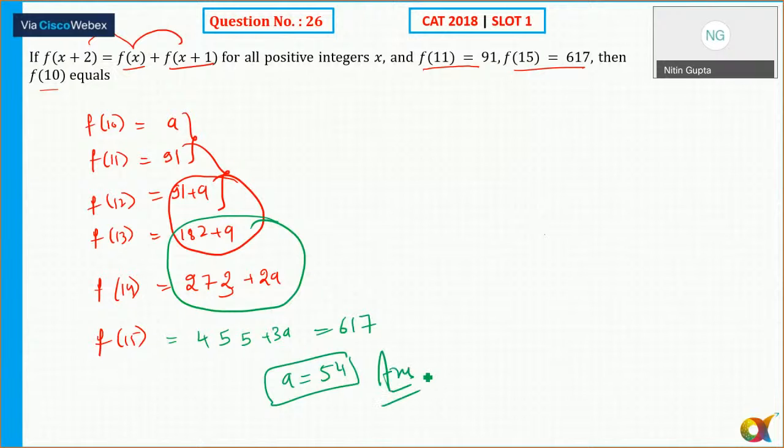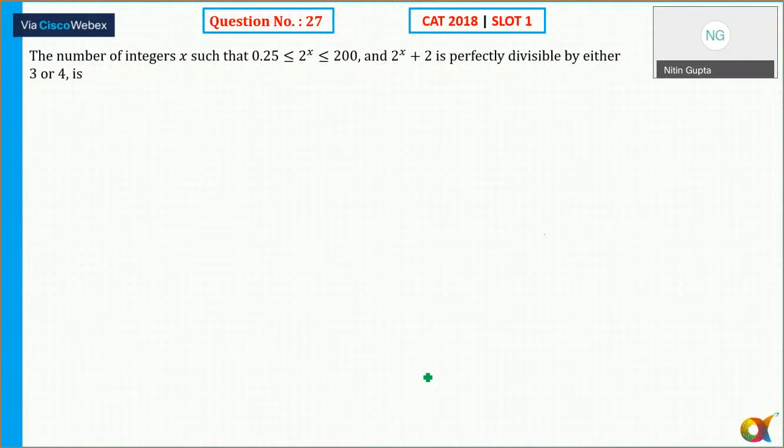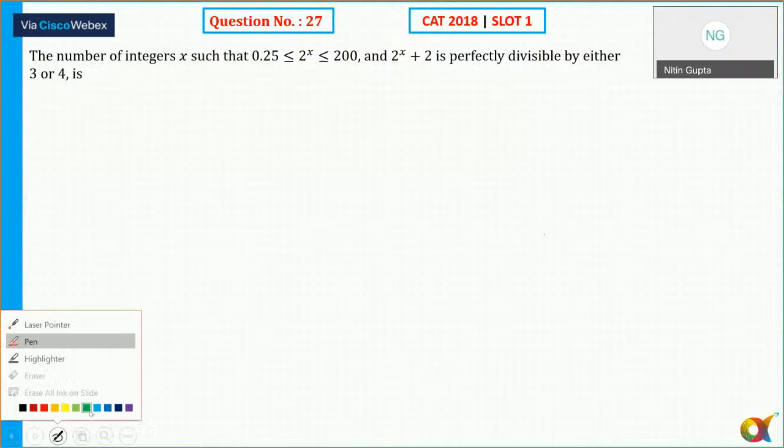So also a very easy one. A recursive series, which is known as recursion. Can I move to the next question now? 27. Okay. If there is a doubt, you can ask me.